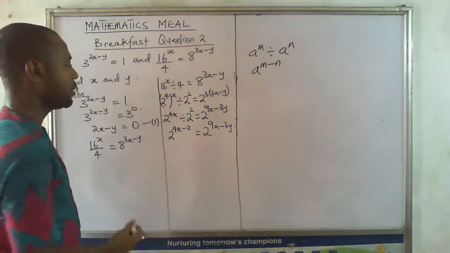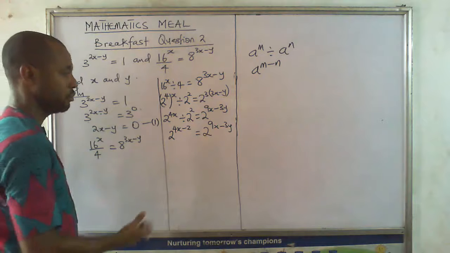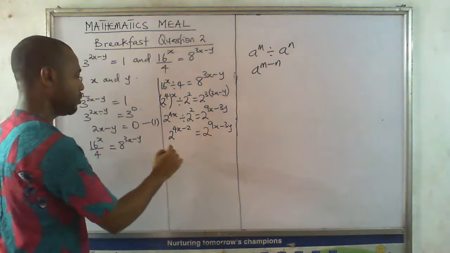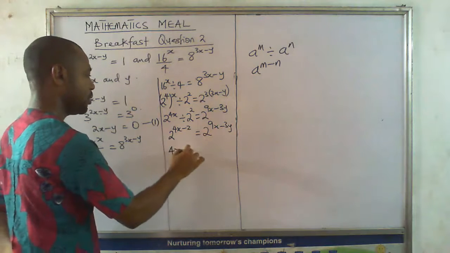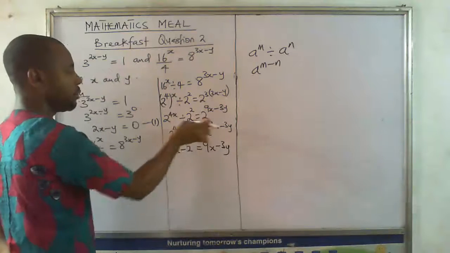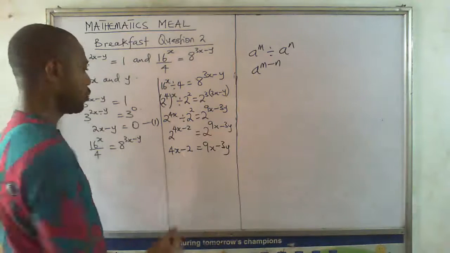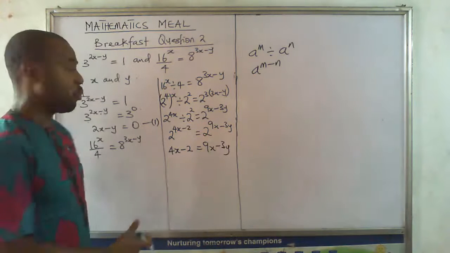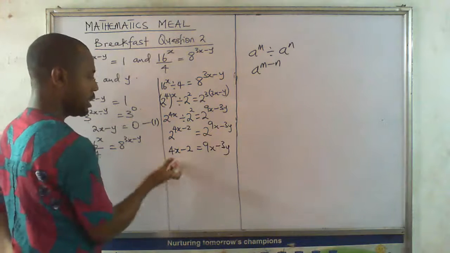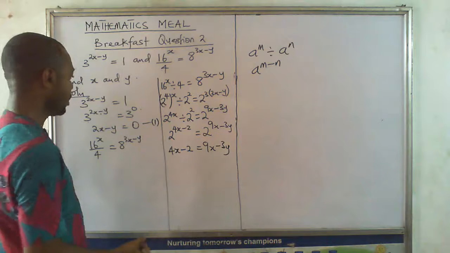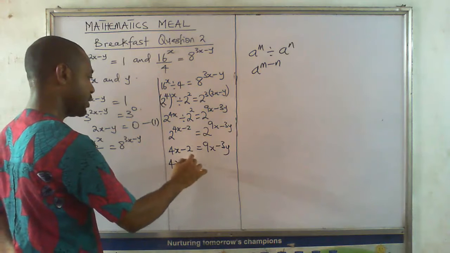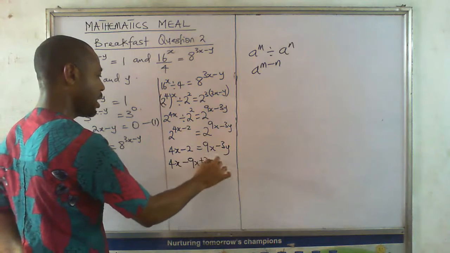Okay, so we're almost through. Just gradually we'll be through. Now the bases are the same, so we have 4x minus 2 is equal to 9x minus 3y. If the bases are the same, equate the powers, because the powers will also be the same for two equal indicial terms. Alright, so this ordinary equation, we can now solve by having 4x minus 9x plus 3y equals 2.